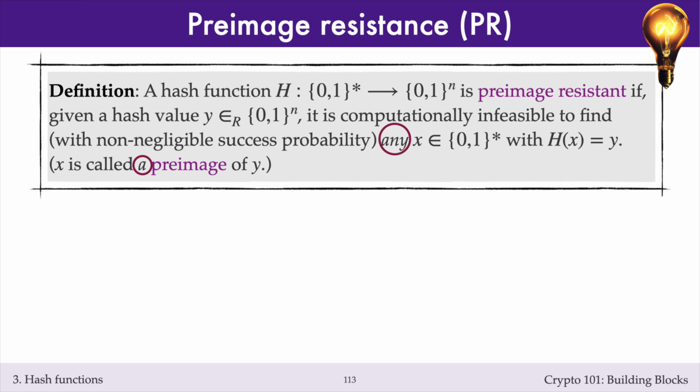I'm using the words "any" and "a" here because the codomain of a hash function is usually much smaller than the domain of the hash function. And so, one can expect that for each y in the codomain, there are many x's in the domain whose hash equals that y. So H is preimage resistant if finding any message whose hash equals y is computationally infeasible.